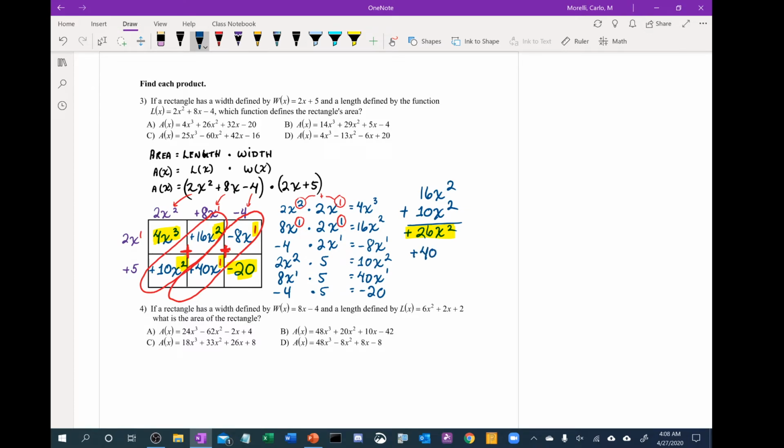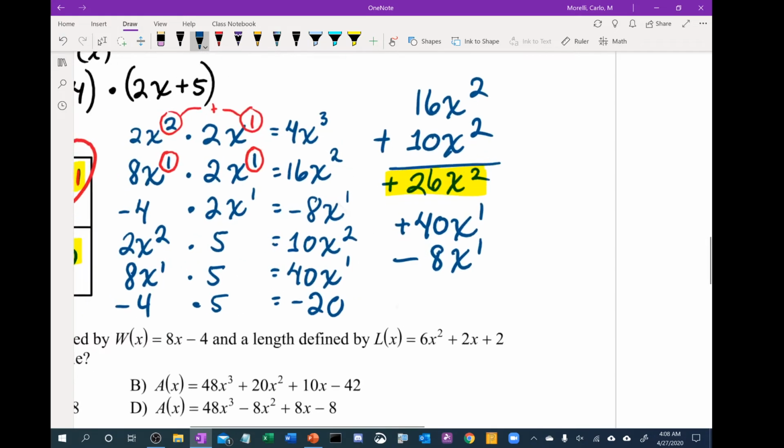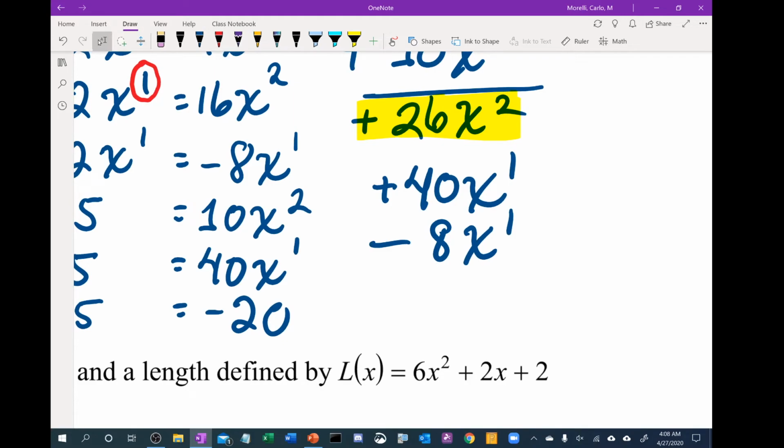We have positive 40x to the first, and then we have negative 8x to the first. Now, I wrote that 40 on top because what we're essentially doing is subtracting 8 from 40, right? You have positive 40, and then negative 8. So because the bigger number is positive, we're going to just subtract. And the final answer will be positive. It takes the sign of the larger number. So remember, it's still going to be x to the first. We just do 40 minus 8.